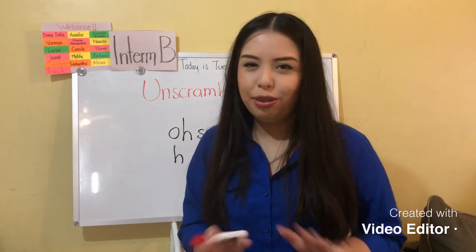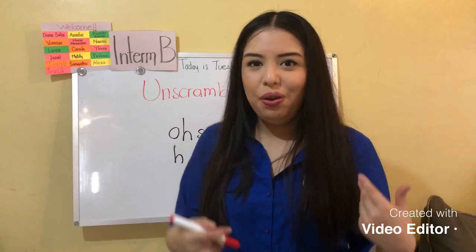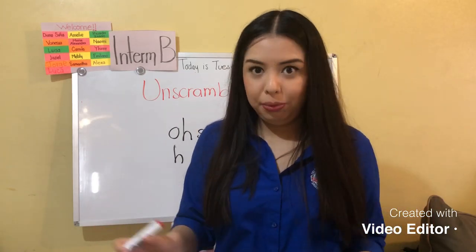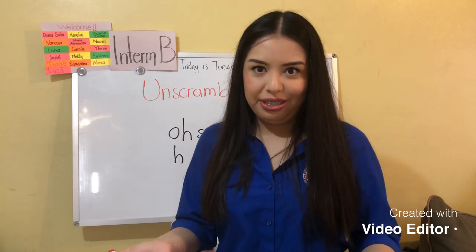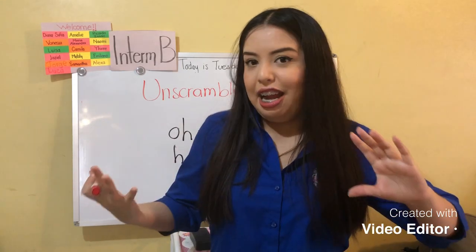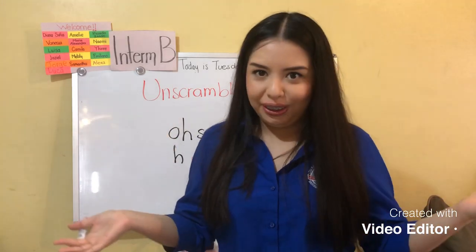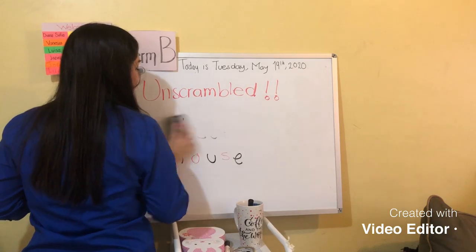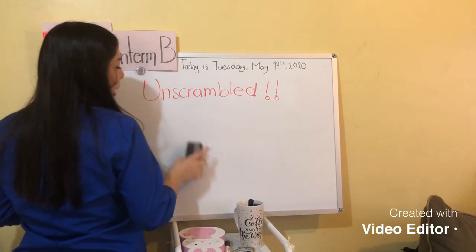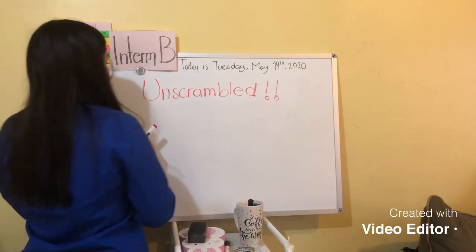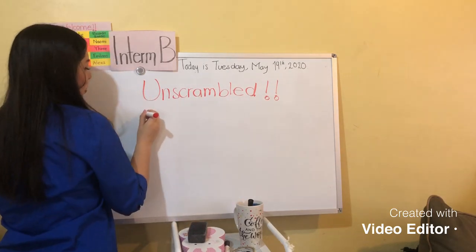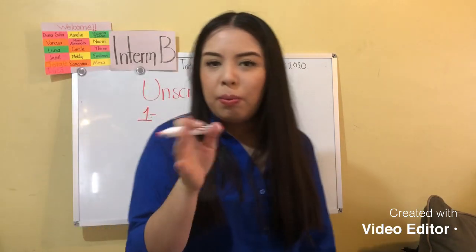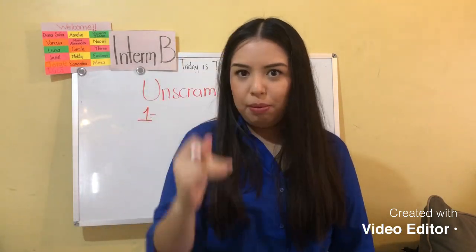So I'm gonna put you some words and you're gonna have 30 seconds to identify what word it is. You're going to unscramble the letters and put it in a beautiful word. Okay, so in your notebook, in one part you're gonna put unscrambled, in the same paper, en la misma hoja.